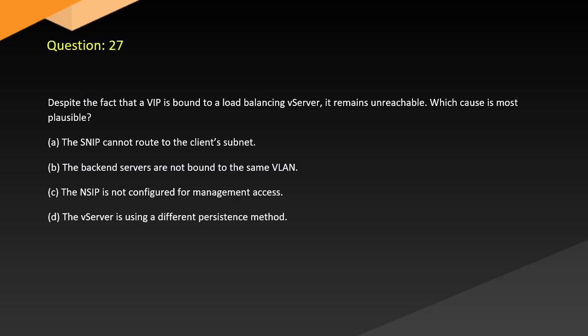Question 27. Despite the fact that a VIP is bound to a load balancing vServer, the vServer remains unreachable. Which cause is most plausible? A. The SNIP cannot route to the client subnet. B. The backend servers are not bound to the same VLAN. C. The NSIP is not configured for management access. D. The vServer is using a different persistence method.